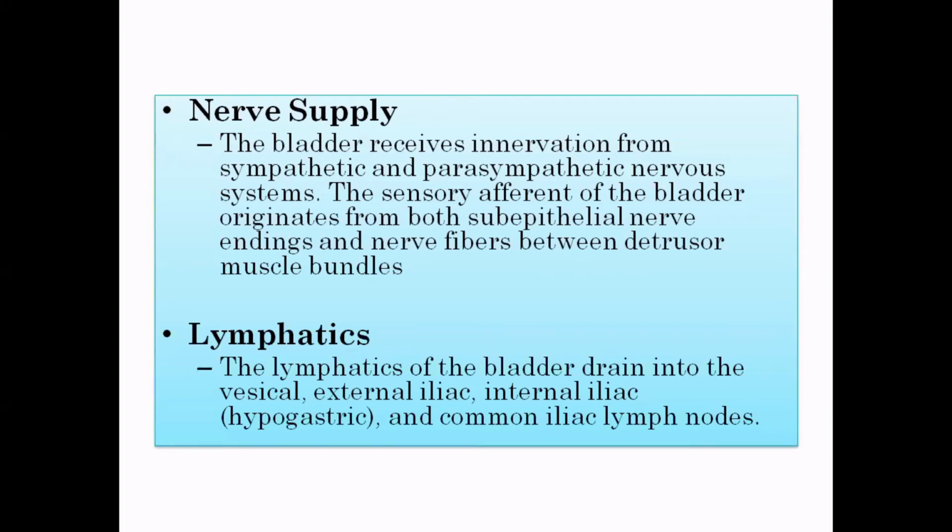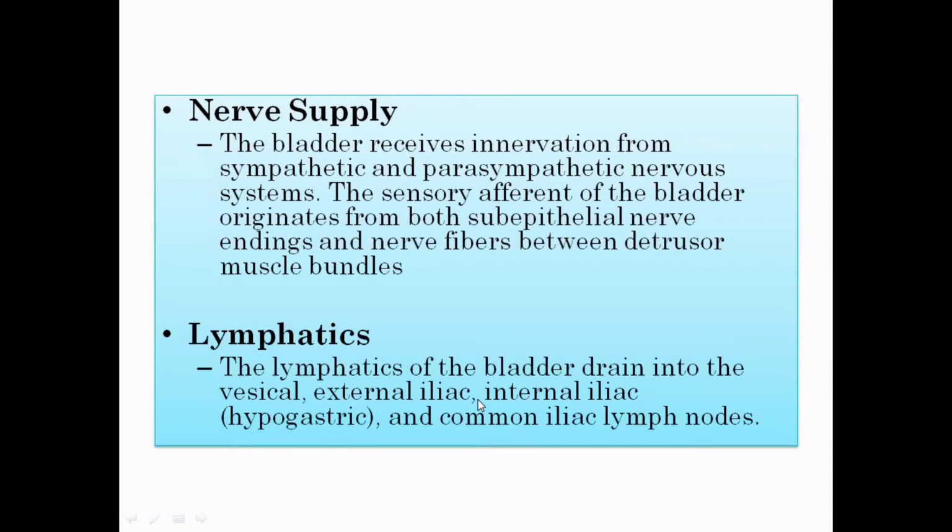Nerve supply is very important in the bladder. There is something called neurogenic bladder, and it's a very difficult thing to treat. Basically, there are three supplies: sympathetic, parasympathetic, and somatic. All these supply the bladder. And there are lymphatics: the vesical, external iliac, internal iliac, and common iliac groups of lymph nodes. Lymph nodes are named after the artery, so any lymph node lying along the common iliac artery is a common iliac lymph node, and similarly, if lying along the external iliac, it is an external iliac node. This is how they are named.